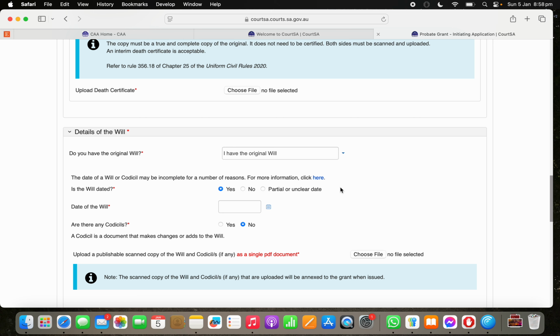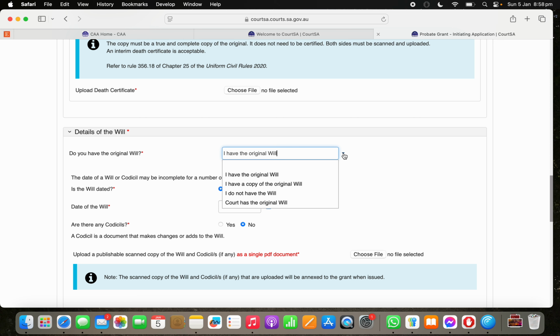Now, details of the will. So the will is the most important document. It is your primary document in any application where there is a will, and hopefully you have the original, but you might only have a copy, in which case you'll need to have obtained an order from the court beforehand, or the court may already hold the original will.